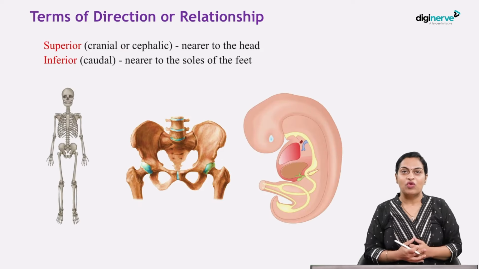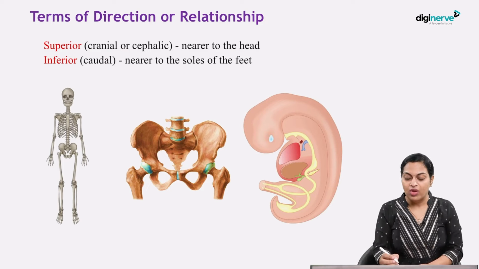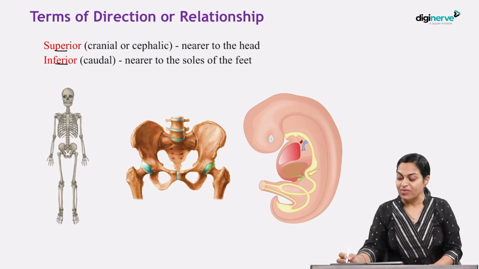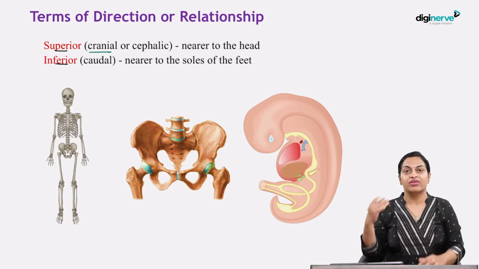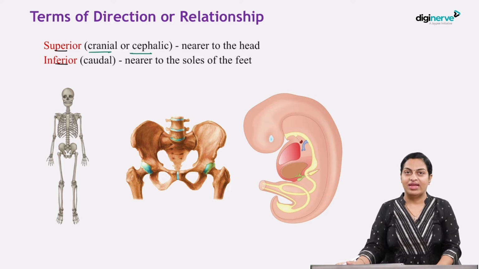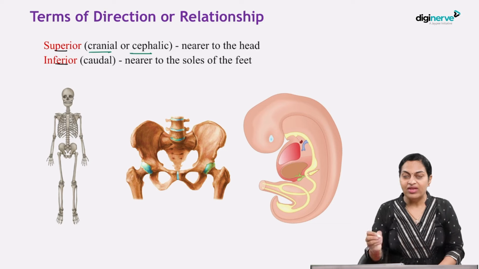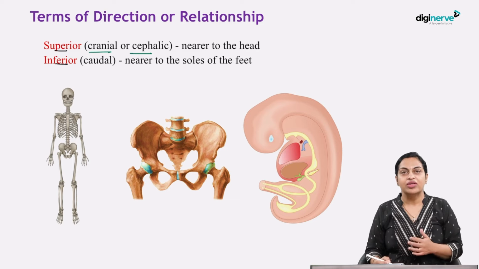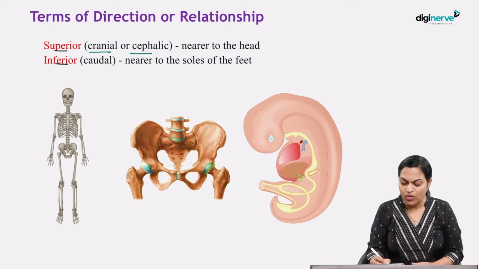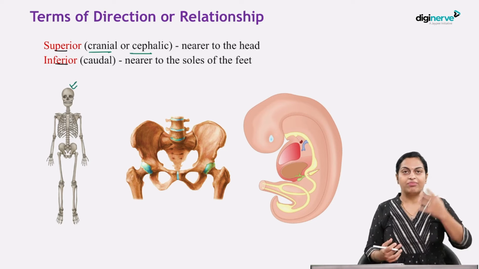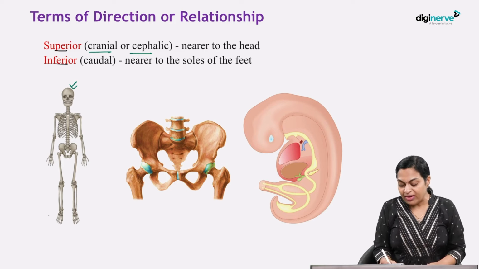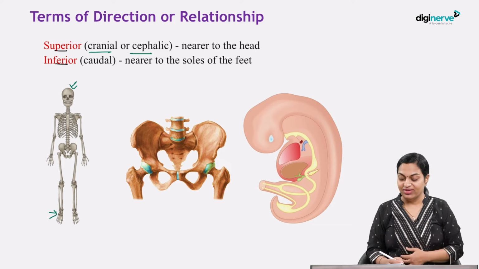Moving on to the terms of direction or relationship. Superior, inferior. It is equivalent to the terms cranial. Superior refers to cranial or cephalic, nearer to the head end. Inferior or caudal, nearer to the tail end or the foot end. So here, the bones that make up the skull are superior, whereas the bones that make up the foot are inferior.